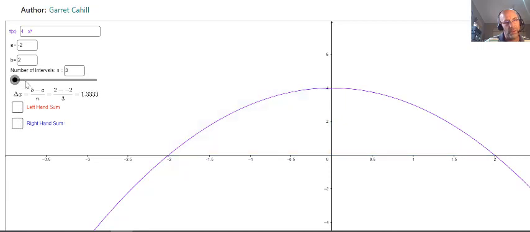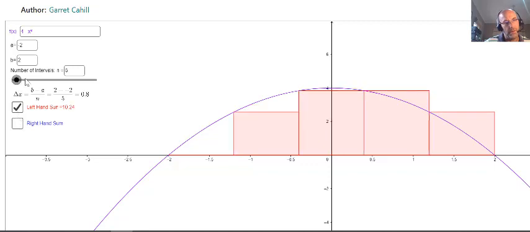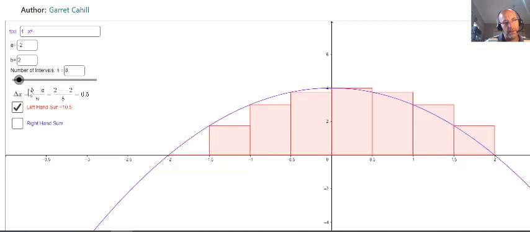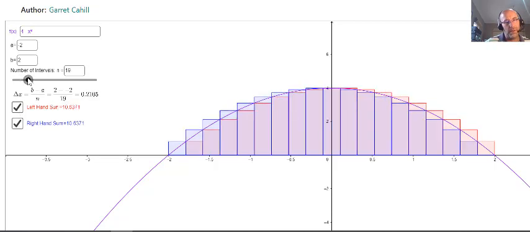Let's go to 4. And that's still pretty crude. We had 4 before, remember? What if I increase it now to 8? That's better, but it's still a bit woolly, isn't it? Doesn't matter which one you use. They're both giving the same calculation, 10.5 and 10.5. Let's ramp this up, and I'll just turn one of them off.